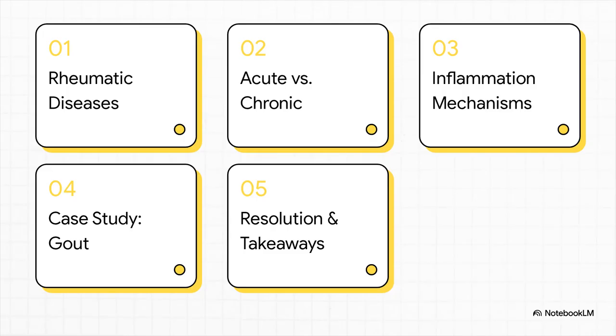Okay, so here's our game plan for today. We'll start with the big picture, what makes a disease rheumatic, then we'll get into a really important distinction, acute versus chronic inflammation. From there, we'll meet the key molecular players, the tools the body uses, and finally, we'll see how this all comes together in a real-world case of gout.